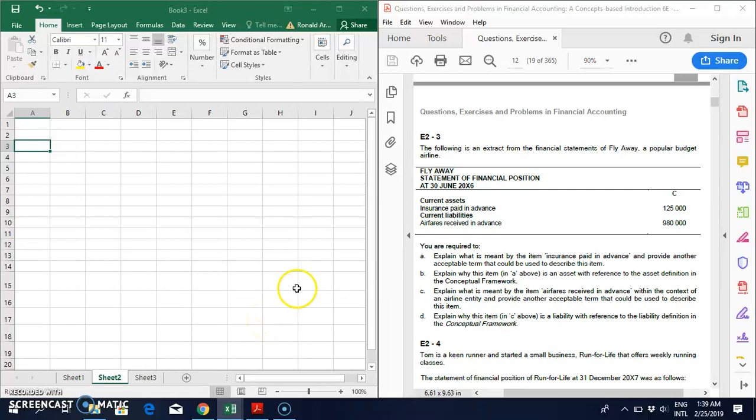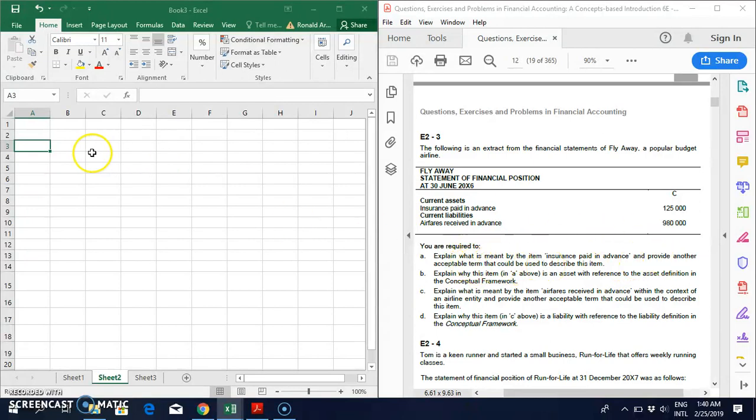In the following video, we're working through exercise E23. It says the following is an extract from the financial statements of Flyaway, a popular budget airline. Flyaway's statement of financial position is given. Under current assets, we have insurance paid in advance of $125,000, and under current liabilities, we have airfares received in advance of $980,000.